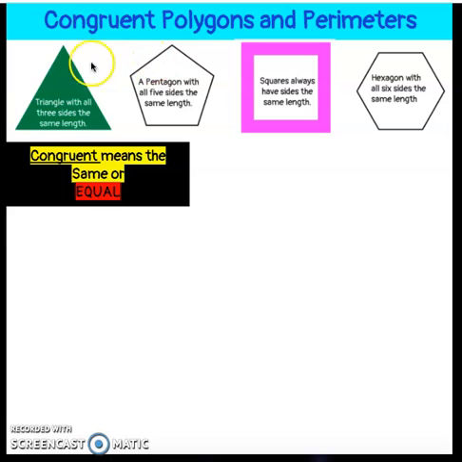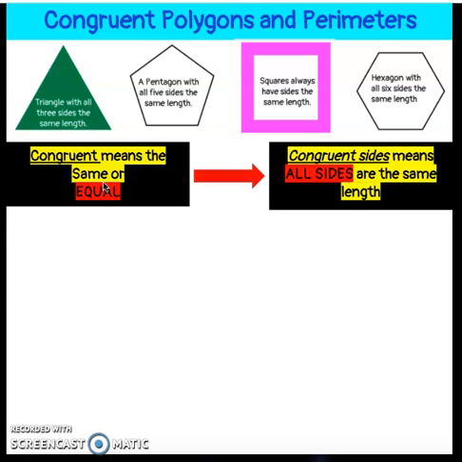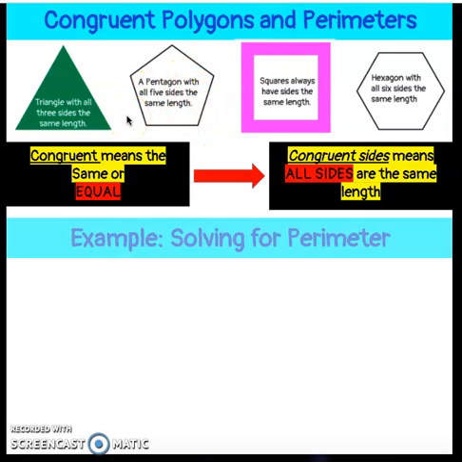So remember that big word congruent. It means the same or equal. Congruent sides means all sides are the same. So if I have a number right here and I say this length is 6, well guess what? Every side is going to be 6 inches. If on my pentagon I say I have a length of 5 millimeters, each side will be 5 millimeters.